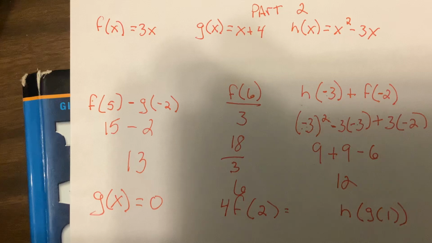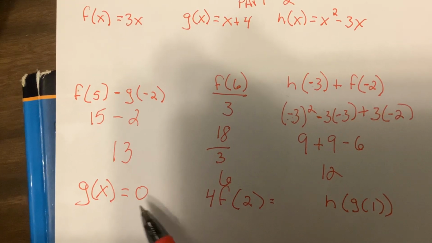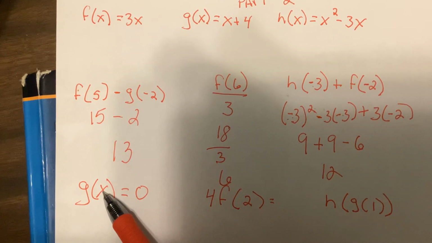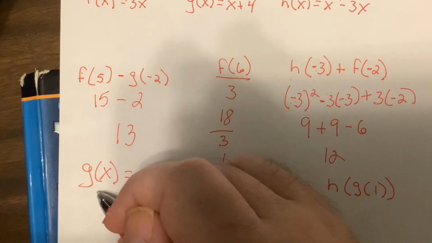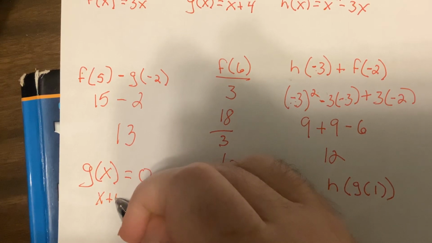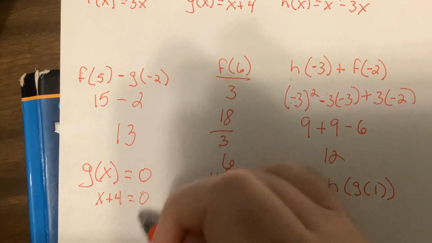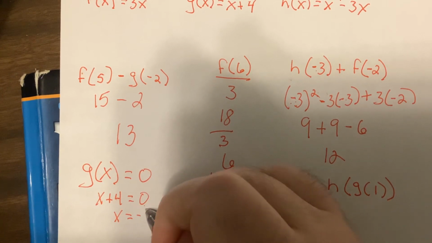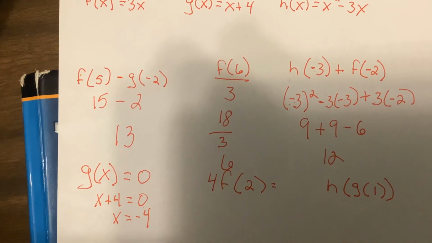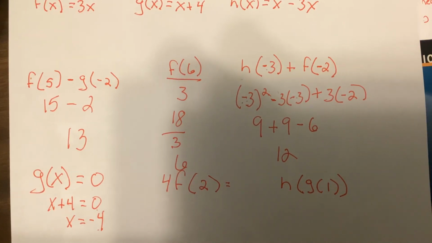Okay, see if you can figure out this one problem. What would you put in for x that would cause this to be 0? That is the question. So what you could do is to say, when is x plus 4 equal to 0? So you'd subtract 4. And that's the answer when we put in negative 4.